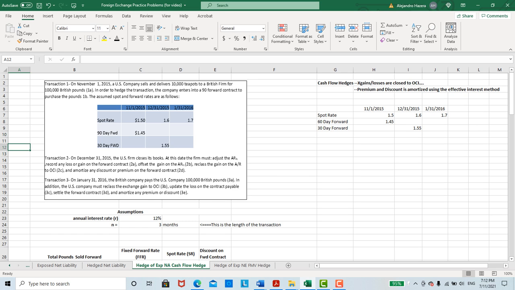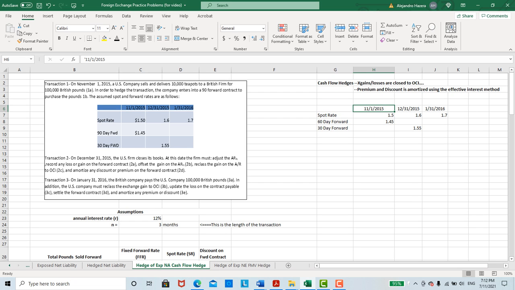We're going to make two assumptions. The first assumption is that the interest rate is 12%. We know that's unrealistic nowadays, but let's make that assumption because there are 12 months in a year. And N is equal to 3 months, basically running from November 1st until January 31st, which is the settlement date. Now let's look at these rates here.